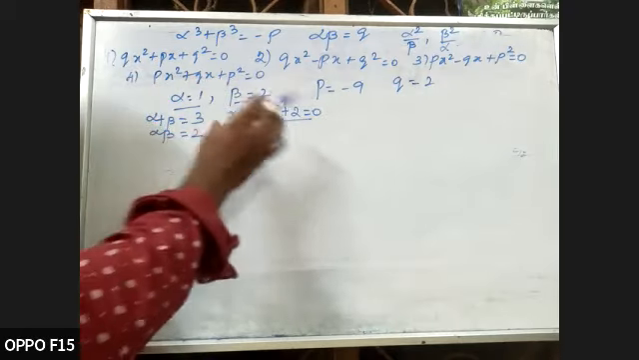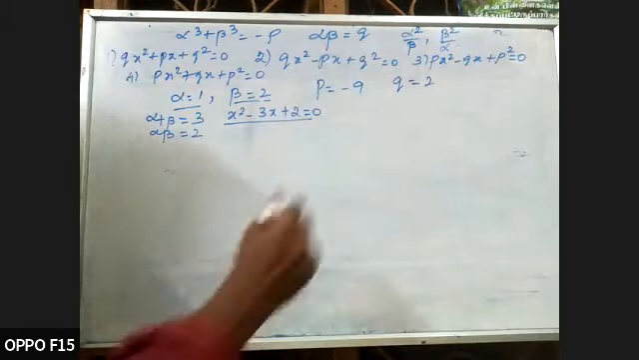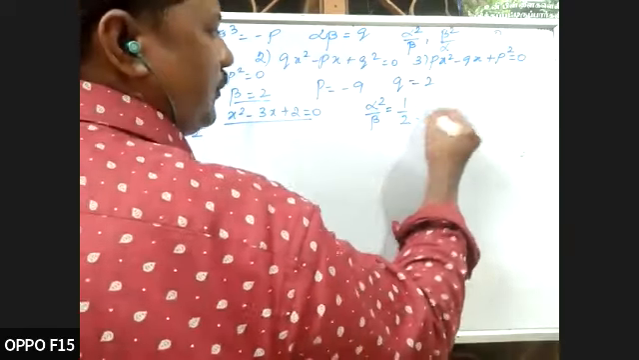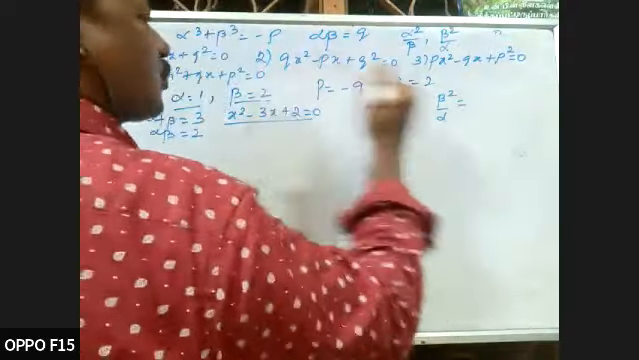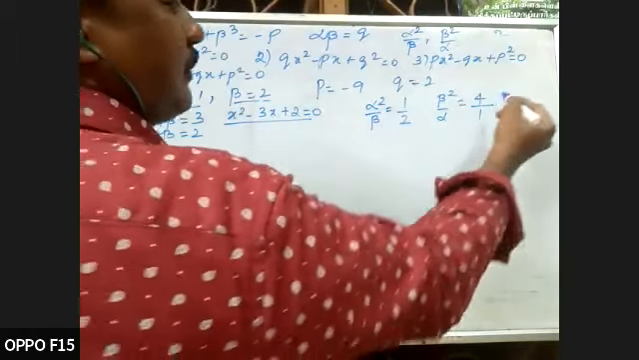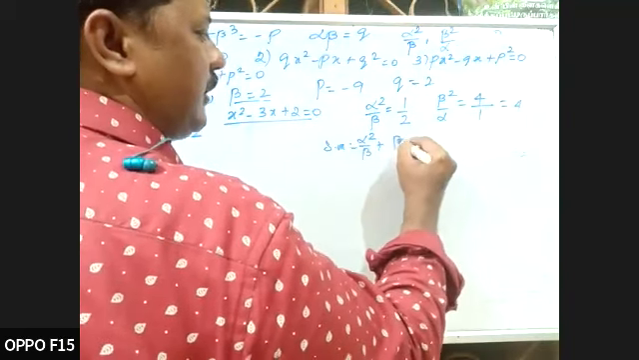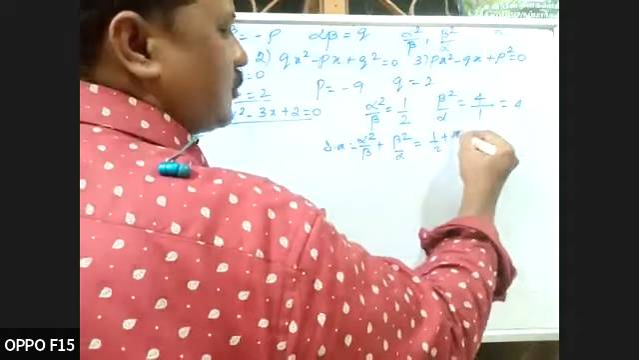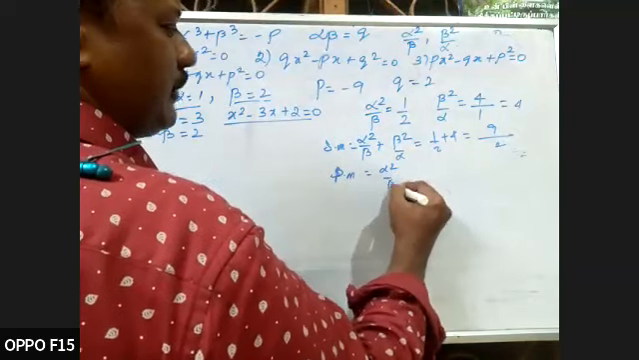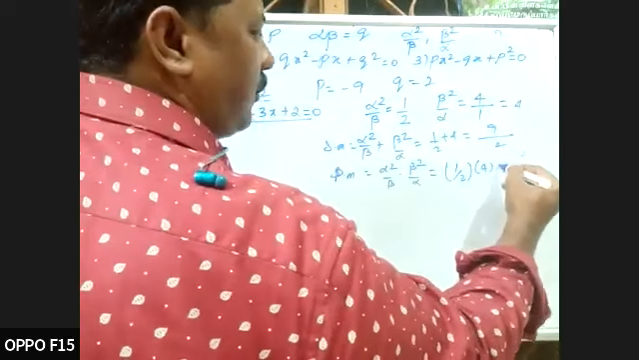Now I need to find the equation whose roots are alpha square by beta and beta square by alpha. Let us find alpha square by beta: alpha is 1, beta is 2, so 1 square by 2, which is 1 by 2. Beta square by alpha: beta is 2, 2 square is 4, divided by alpha which is 1, equals 4. Now the sum of the roots is 1 by 2 plus 4, which is equal to 9 by 2. Next, the product of the roots: alpha square by beta into beta square by alpha, 1 by 2 into 4, which is equal to 2.